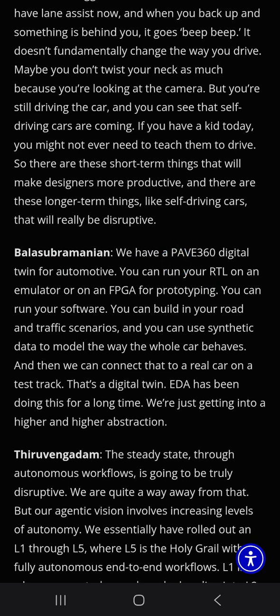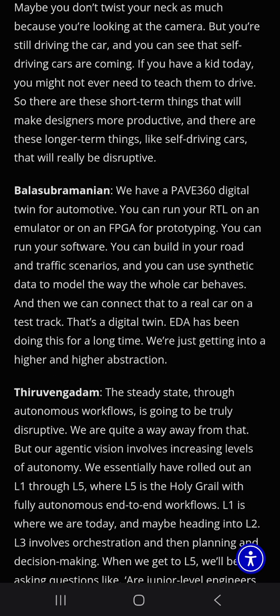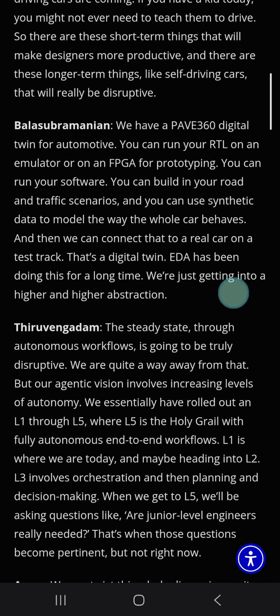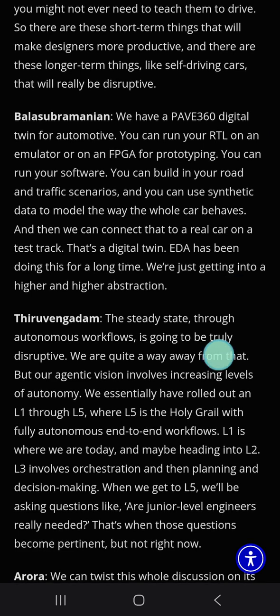Balasubramanian: We have a Veloce 360 digital twin for automotive. You can run your RTL on an emulator or on an FPGA for prototyping. You can run your software, you can build in your road and traffic scenarios, and you can use the synthetic data to model the way the whole car behaves. And then we can connect the real car on a test track. That's a digital twin. EDA has been doing this for a long time. We are getting into higher and higher abstraction.